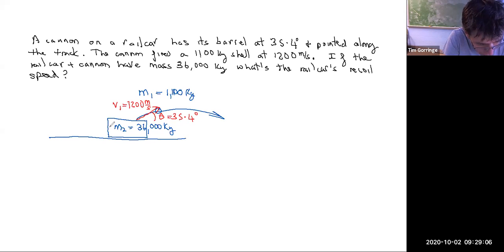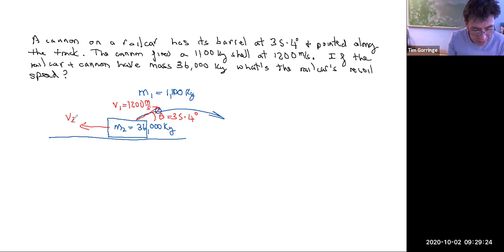And our job is to find this recoil velocity of the recoiling cannon and rail car. So that's really our task here. And the way we're going to do it is by applying momentum conservation.